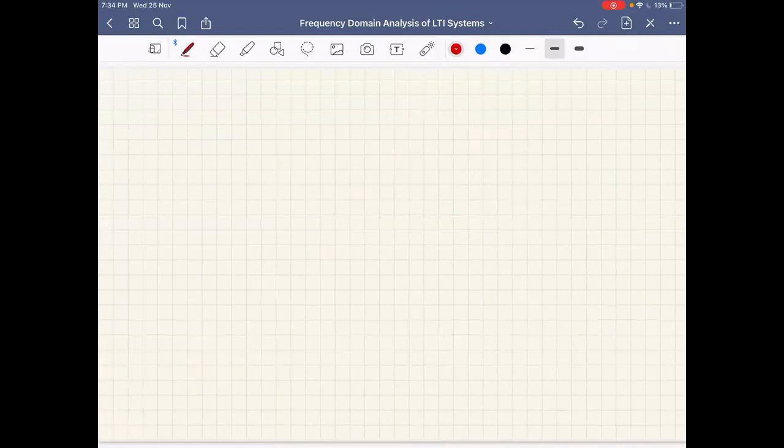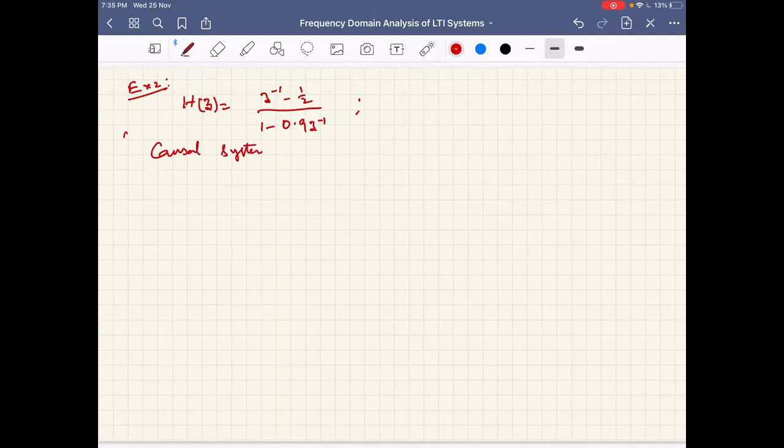Okay, in this example 2, H of z we have is equal to z inverse minus half by 1 minus half z inverse. Okay, sorry, just 1 minute. Let us take this as 0.9 z inverse, exactly the same thing that we have taken before. But here, z inverse minus half. For this, again, let this be a causal system. Okay, H of z corresponds to a causal system, and hence this implies that the ROC is mod z greater than 0.9.